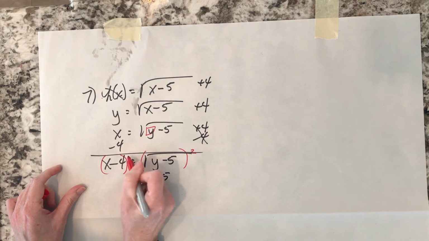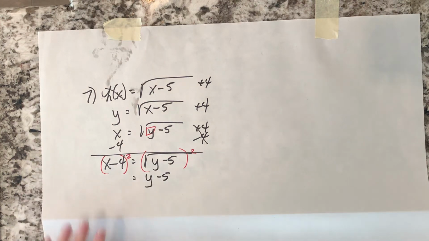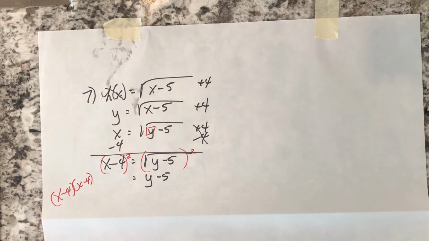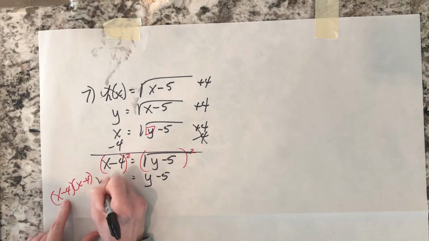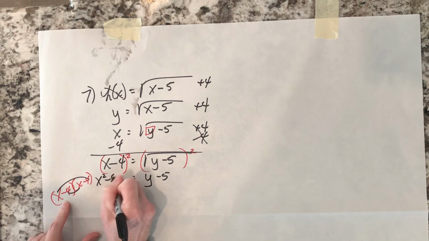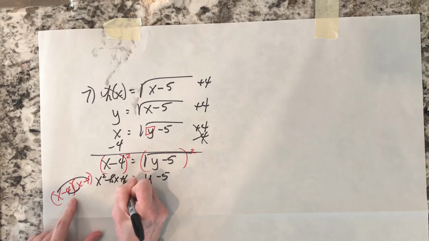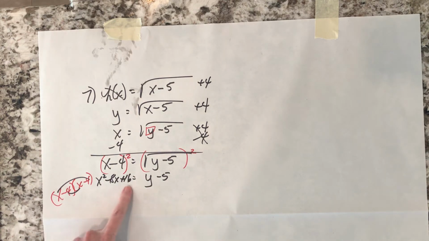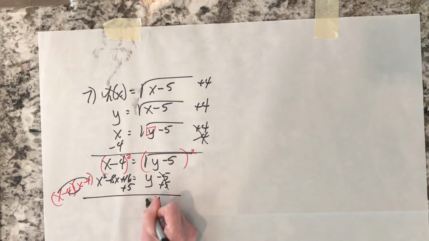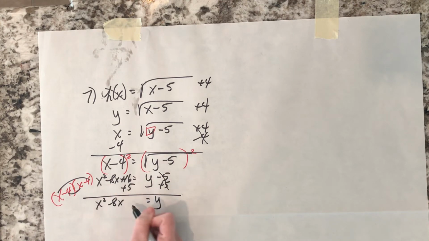If you square one side, you have to square both sides, and I'm hoping that you remember that that means x minus 4 times x minus 4, FOILed out. So first gives us x squared, outside gives us -4x, inside's another -4x, and last is plus 16, so that's x squared minus 8x plus 16 when you FOIL it out. Still trying to get y by itself, so add 5.